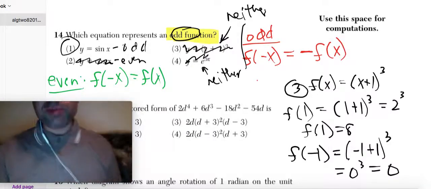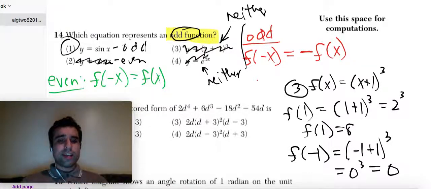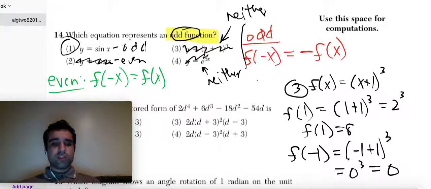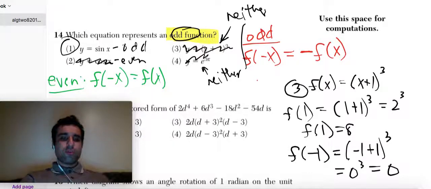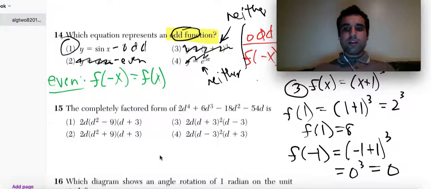You could also use symmetry about the origin and the y-axis. Even functions are symmetric in the y-axis. Odd functions are symmetric in the origin. And neither would be, it's not symmetric in either. I'd look that up if you need to, all right? But that's the way that I wanted to do it, was just by substitution. All right, you could have also used tables. Let's move on to number 15.